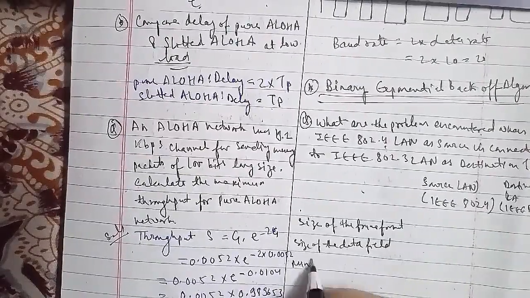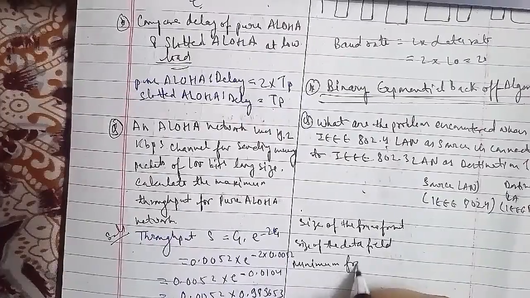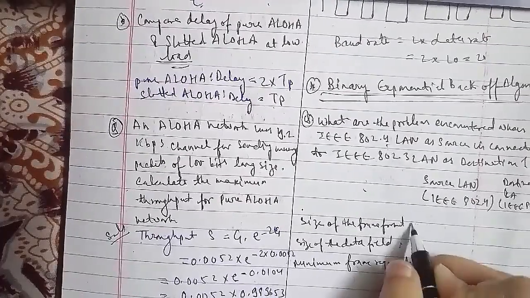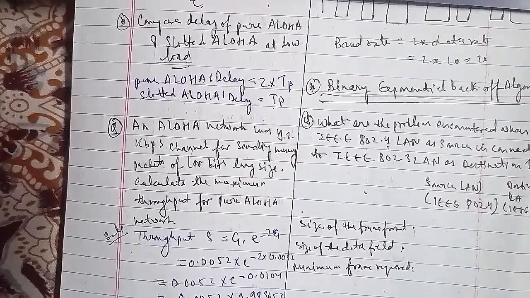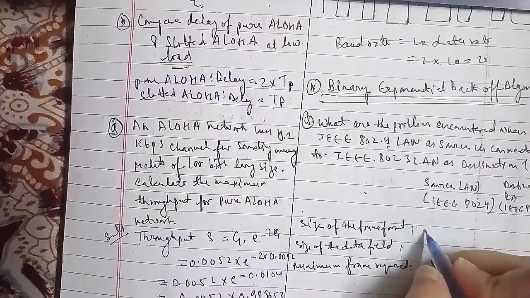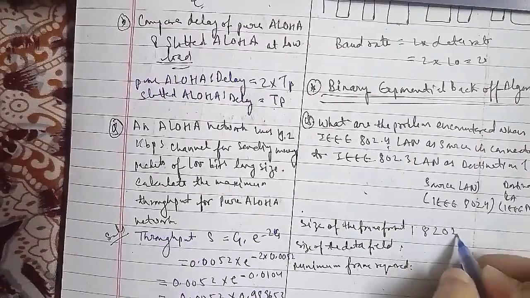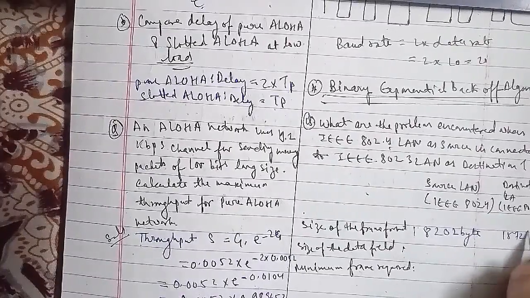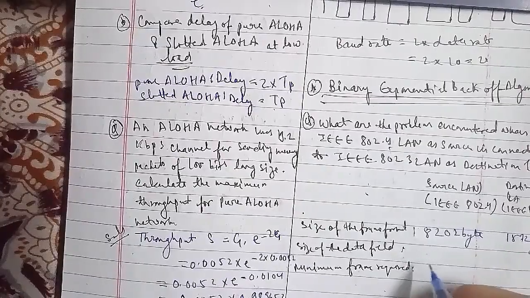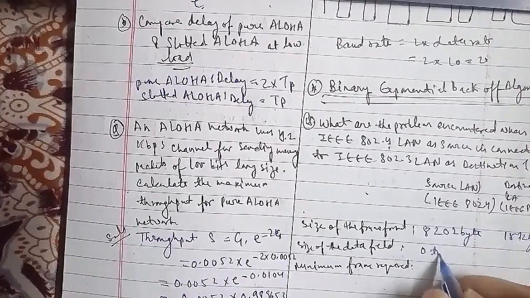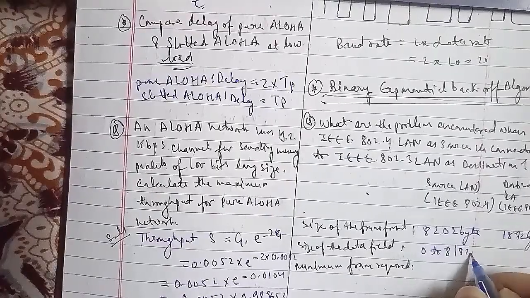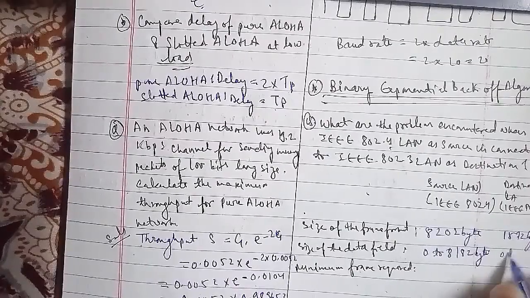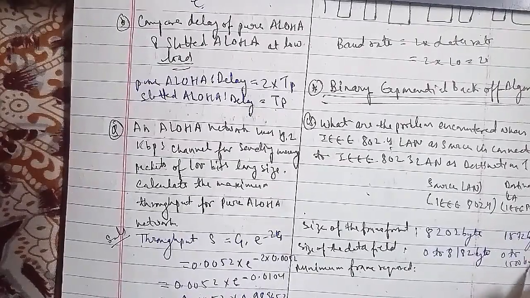Now we'll discuss another question that they can ask you: draw and explain the frame format of IEEE 802.4. The token bus frame format consists of the following fields, with the number of octets.